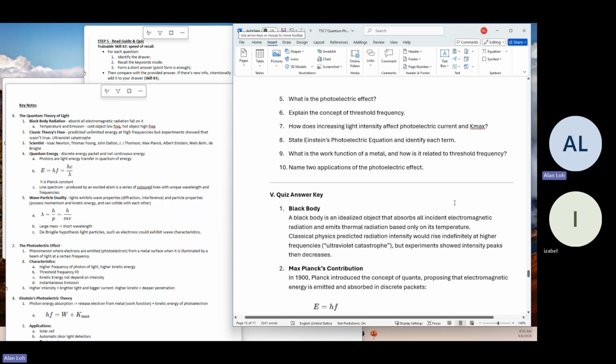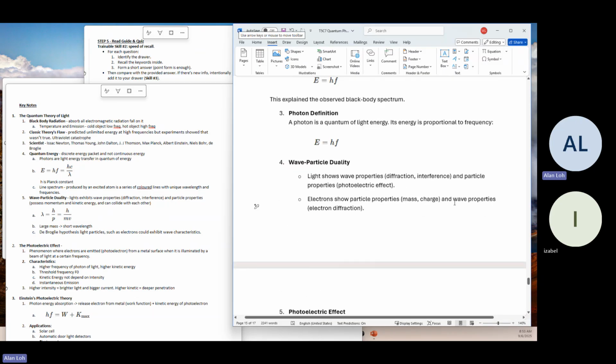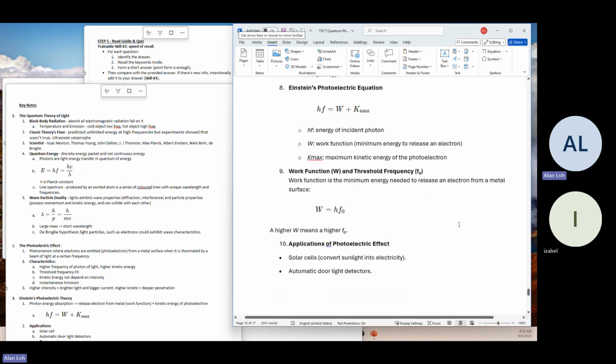Okay. Let's compare the answer. This W is work function. Higher work function means higher frequency. On the previous example, it is the flight ticket. The flight ticket is more expensive, then you need to pay more.